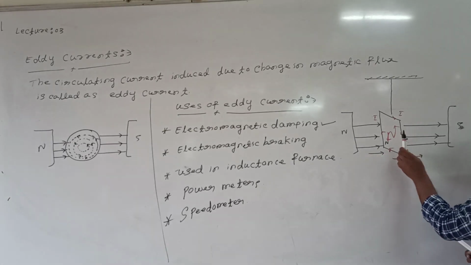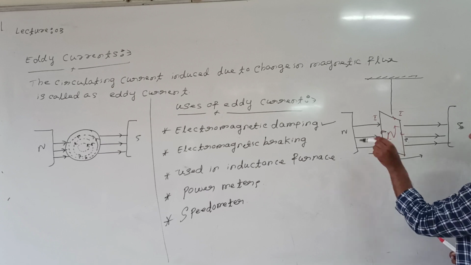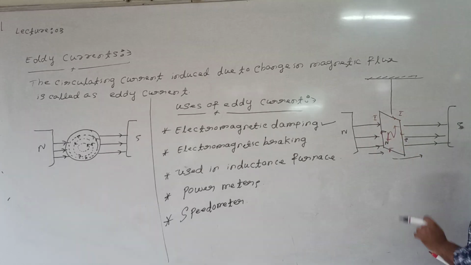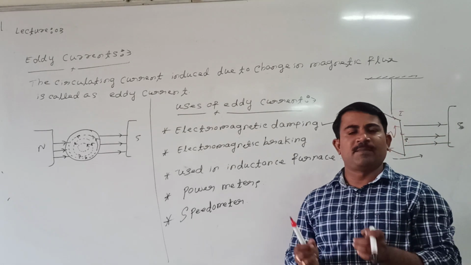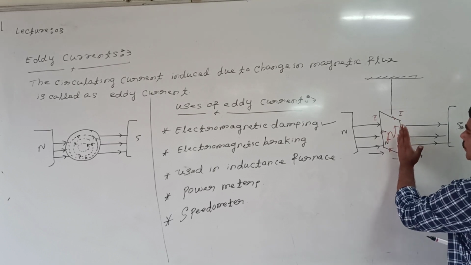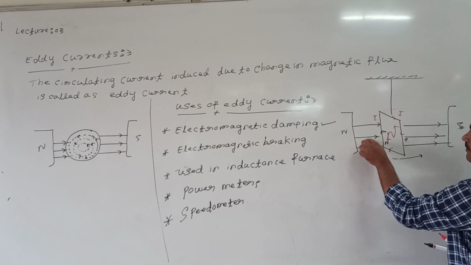So when the coil oscillates in this magnetic field, this induced EMF opposes the change in magnetic flux. Due to that, this coil comes to rest. Simply, how does it come to rest? When it oscillates in the magnetic field, an EMF is induced in this coil, and the induced EMF opposes the change in magnetic flux.